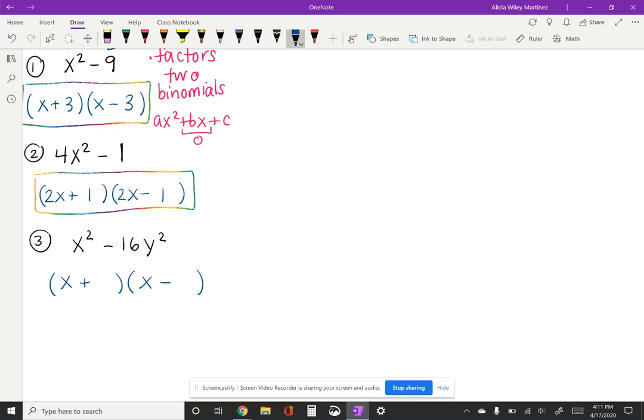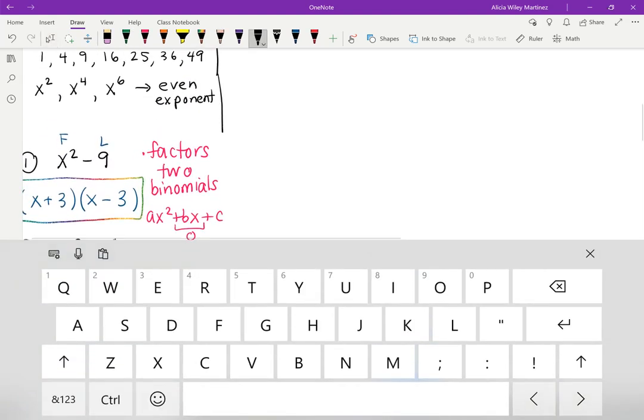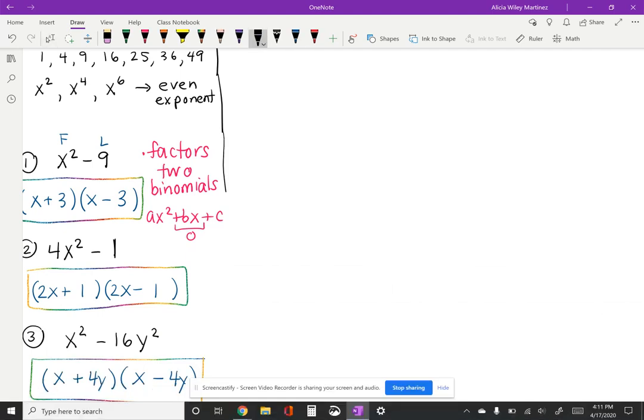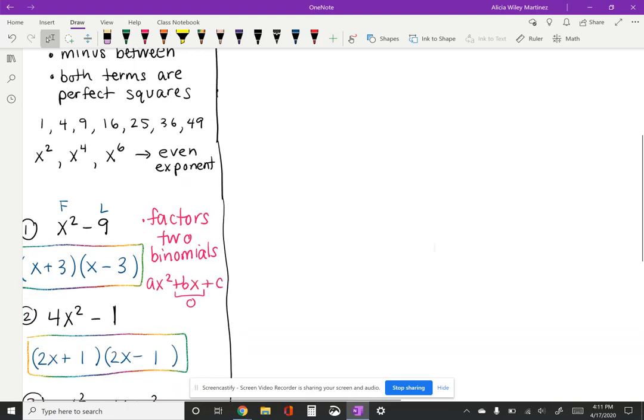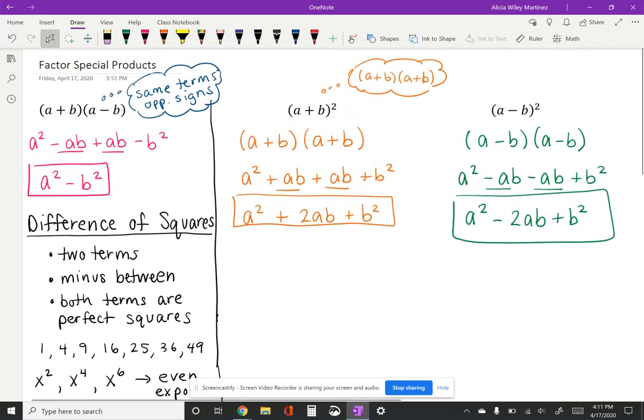Now I know 16 breaks up into other ways other than 4 times 4, but I don't want to use 8 and 2 because I want my parentheses to look the same other than that middle sign. So I'm going to break up 16y squared into 4y and 4y. And so then this is your final answer. Okay, so that's a difference of two squares. Let's check out these other two examples.